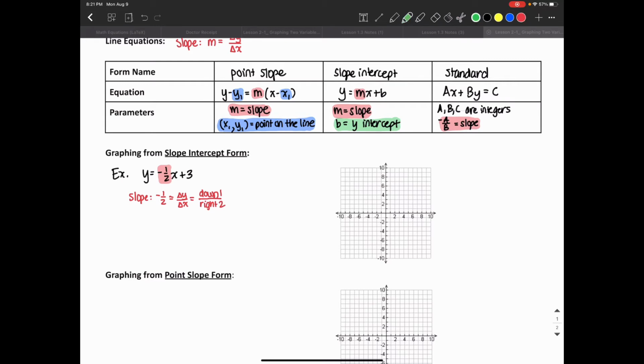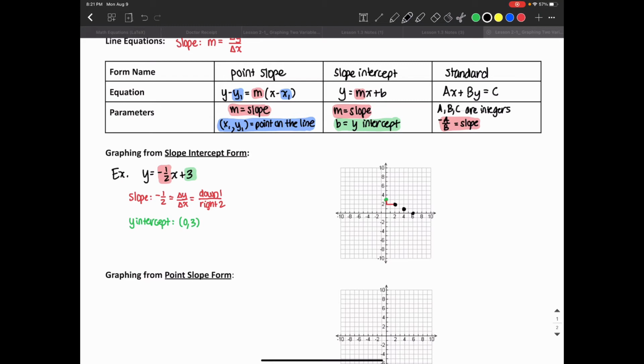I also know from slope-intercept form, this thing that's being added is my y-intercept. So I know that the y-intercept is 0,3. And so I'm going to plot 0,3 first. That's how I'm going to start the line. And then I can use my slope, down 1 to the right 2. So down 1 to the right 2, and I know I'll have a point here at 2, 2. I can keep doing that. Down 1 to the right 2, down 1 to the right 2.